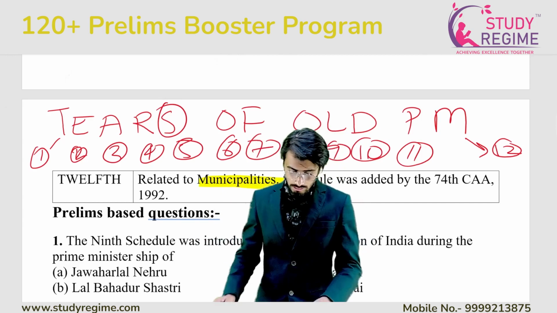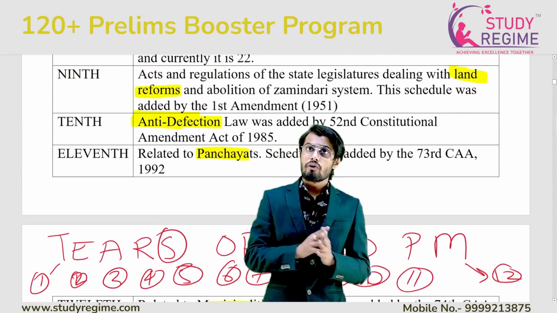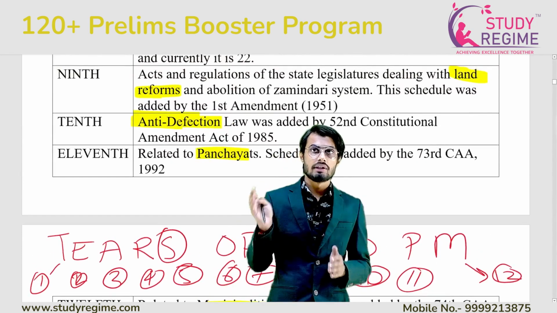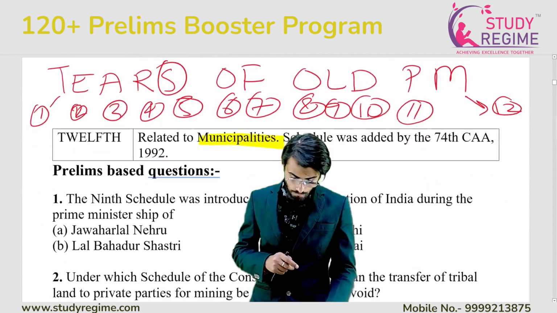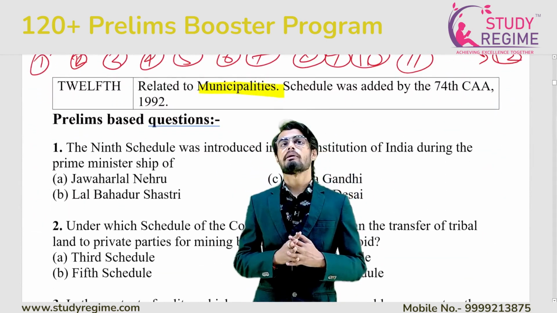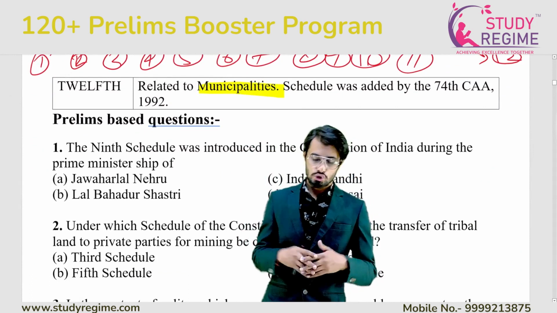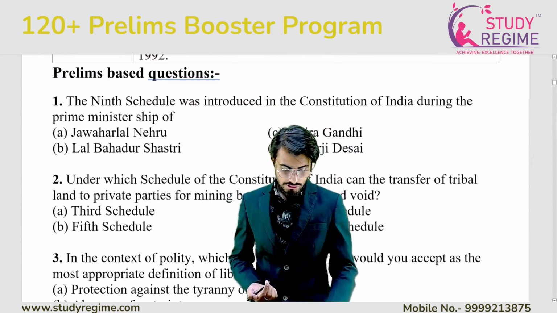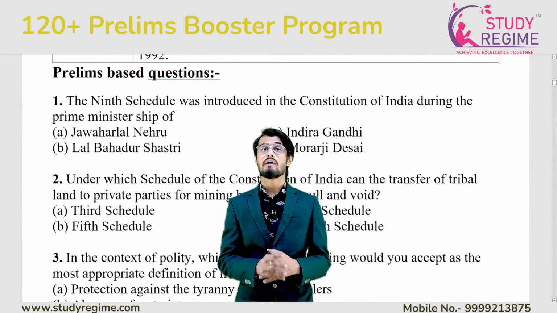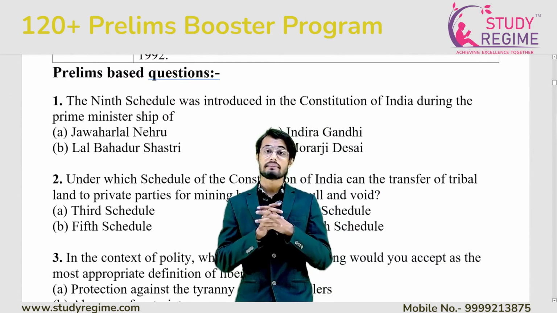Then we have P for panchayats and M for municipalities, later added by the 73rd Constitutional Amendment Act in 1992 and the 74th Constitutional Amendment Act in 1992. So, this was the first topic we have covered in the polity section in the 30-day program.